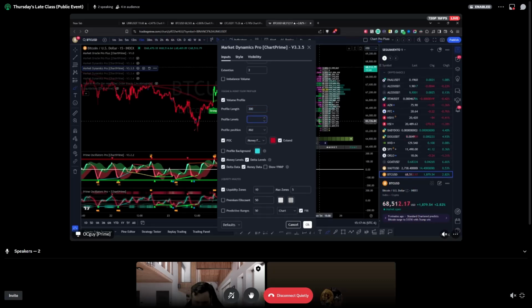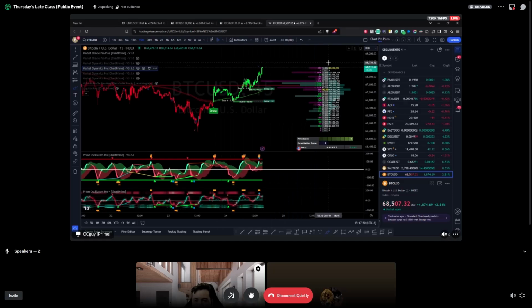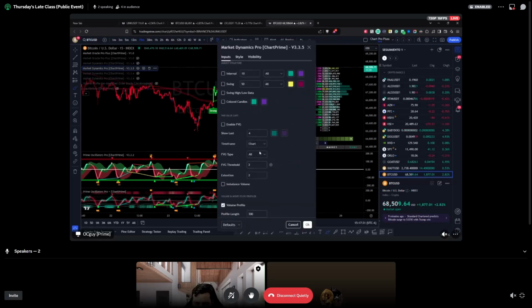Usually my go-to is 24, 25, 27. And this is going to be dividing or grouping up more bars, right? So as you can see, now instead of 30, we have 25. Was it 25? Yeah, 25.